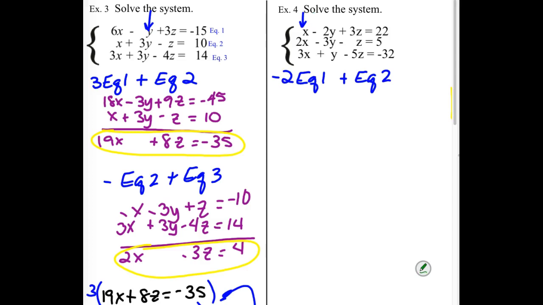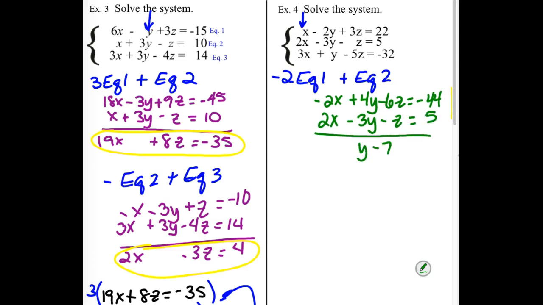Okay? So we end up with negative 2x plus 4y minus 6z equals negative 44. Combining it with our second one, we should end up with y minus 7z equals negative 39. Okay, that's my first one. Now I'm going to use equation 1 again. This time, though, I'm going to multiply it by negative 3 so that I can add it with equation 3.